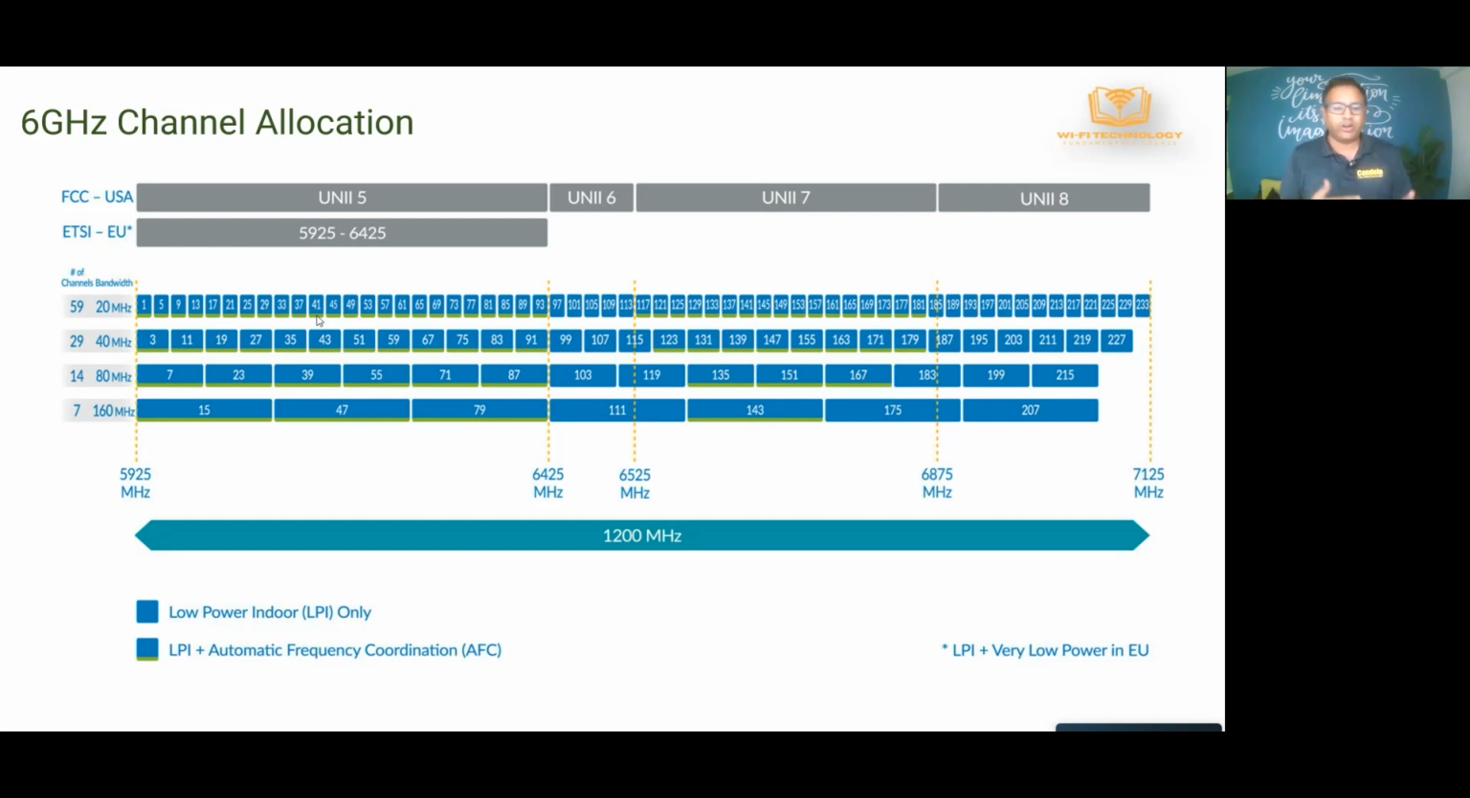And what is AFC? What are those rules? We will cover that when we go through the Wi-Fi 6E module session that will come several weeks down the road. So this is the 6 gigahertz channel allocation. As you can see, when compared to 2.4 and 5 gigahertz, there is a lot more spectrum and a lot more channels available for use. And again, as I mentioned before, this is not yet available in all countries. In certain countries, this spectrum is now available for unlicensed use.